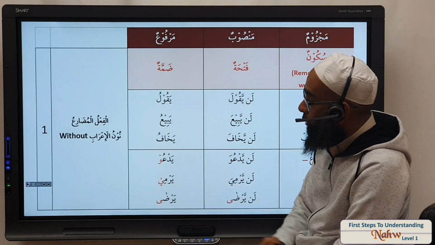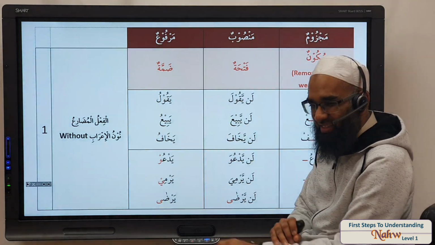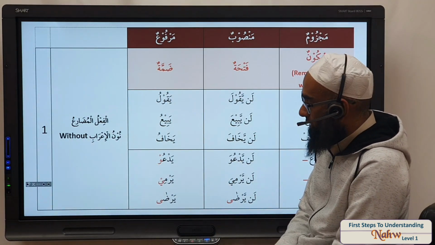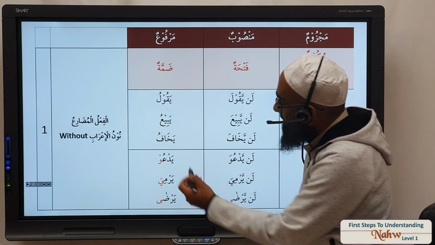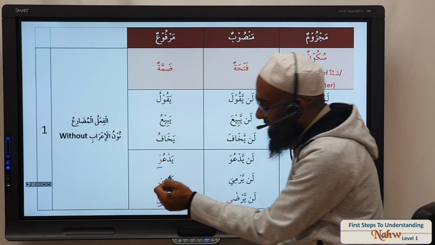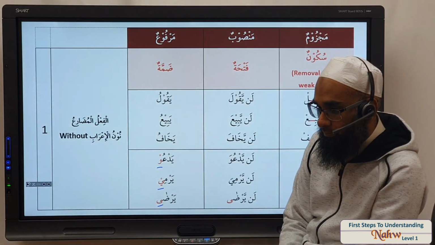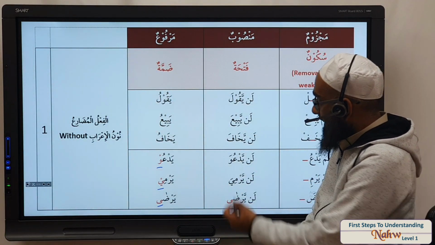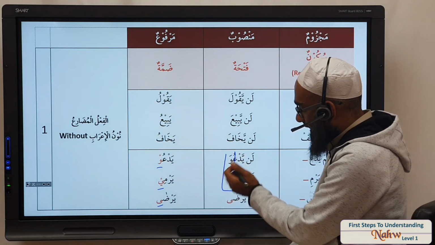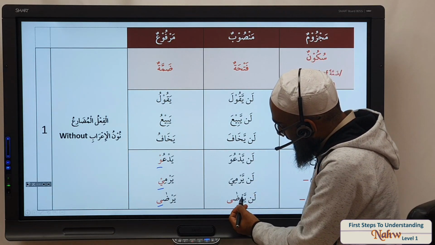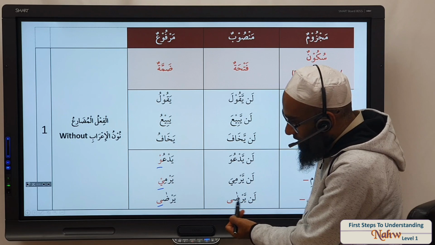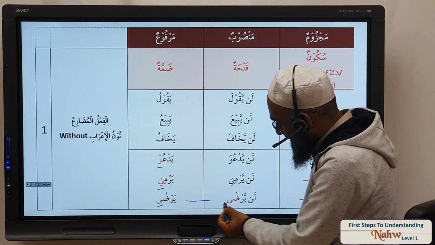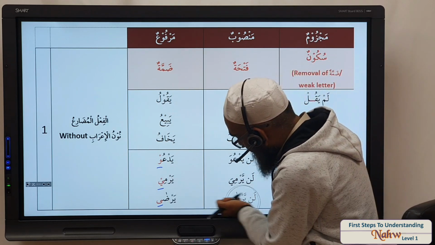So instead of saying yad'ubu, you say yad'u, it's faster. Yarmiyu, you just say yarmi. Instead of yardayu, you say yarda. So in these three cases, the dhamma becomes hidden. Understood? In the mansoob state, it's not a problem. It's still fatha. But because here it already has yarda, to lan yarda, you can't put a lan yardaya. So this too says the same. You can't see the fatha here.